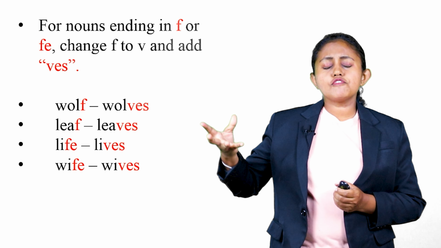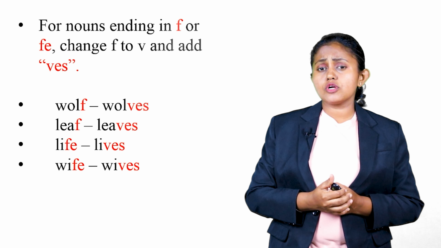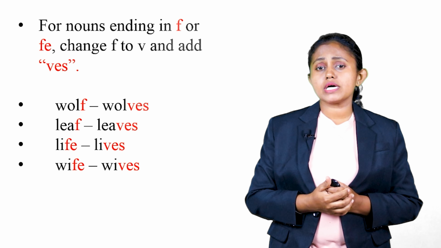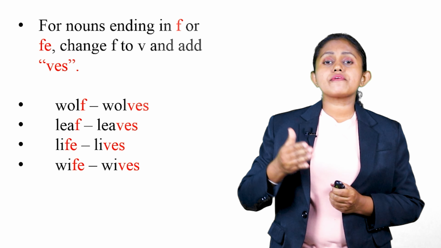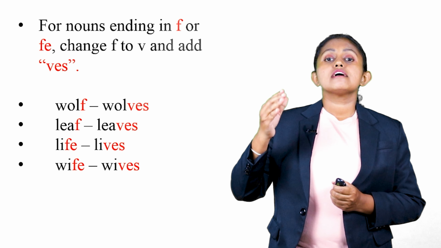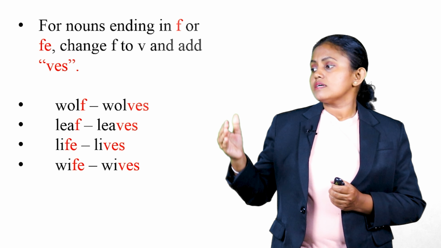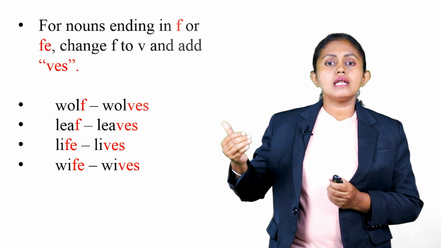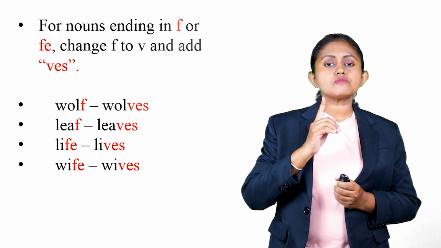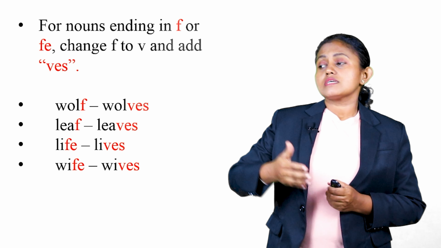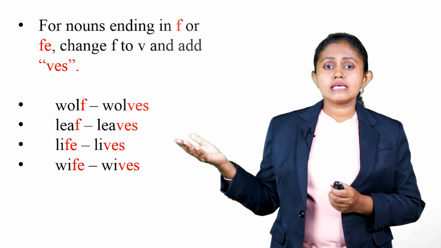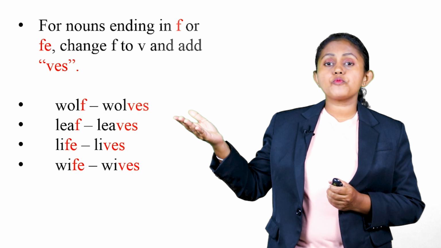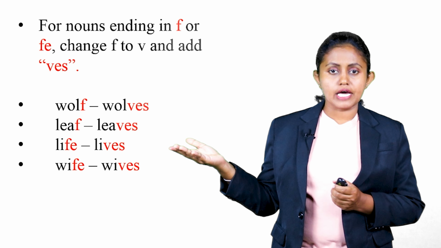Wolf. Wolf is a singular noun and it also ends with letter f. So you can make the plural of this noun by removing f and adding ves. Wolf becomes wolves. Next example, leaf. Leaf means one. So that noun also ends in letter f. Then you can remove f and add ves to make the plural of that noun.